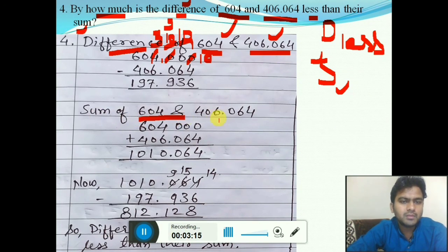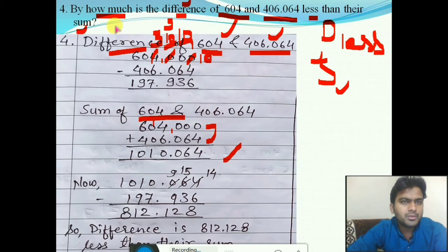Now find out the sum. So same here, we will make like decimals, then we will add: 0 plus 4, 4; 0 plus 6, 6; 0 plus 0, 0; 0 plus 6, 6; 4 plus 6, 10, carry over 1; 0 plus 0 plus 1, so 1; 6 plus 4, 10. So the sum is 1010.064. Now we have to find out how much this difference is less than the sum.